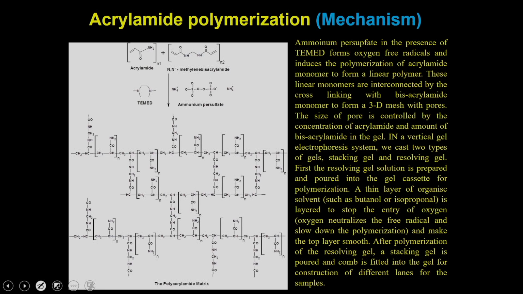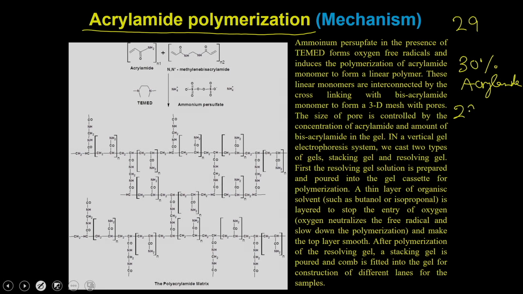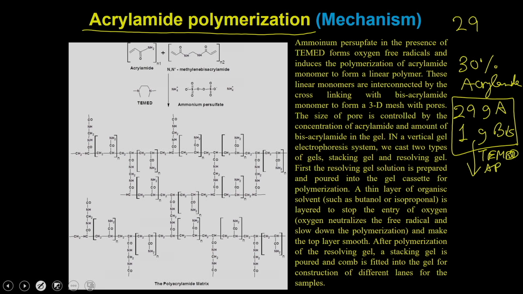Now, let us see how the acrylamide is going to be polymerized. What you do is you always make a gel solution, which is the 30% acrylamide solution. In the 30% acrylamide solution, you add 29 grams of acrylamide and 1 gram of bisacrylamide. Keeping these together, when you add TEMED and APS, that catalyzes the cross linking of the acrylamide monomer with the bisacrylamide.